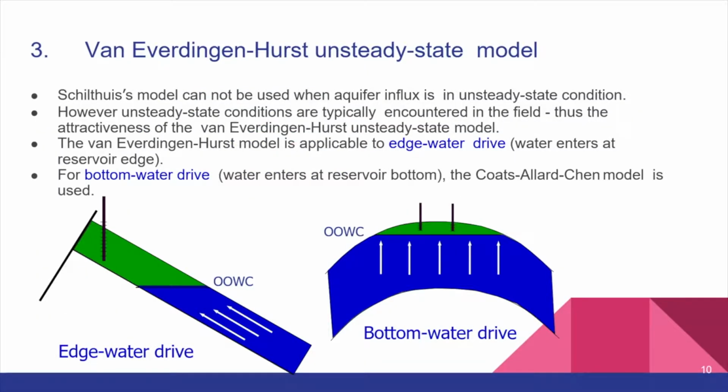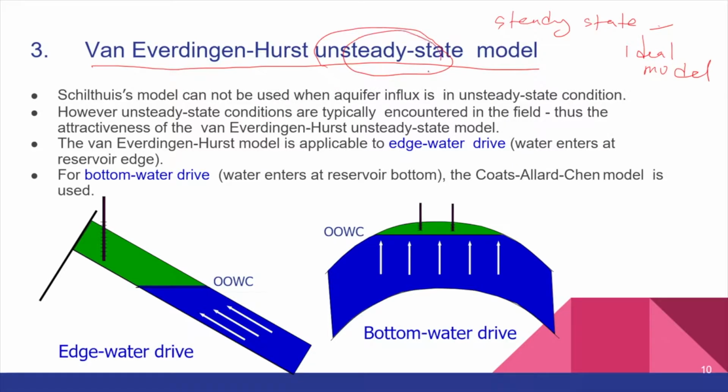The third method that we will learn is the Van Everdingen-Hurst unsteady state model. So we learned about steady state before. Steady state is an ideal state, an ideal model. But in reality, sometimes we cannot get a steady state. So most of the time it's unsteady state. So Schilthuis's model cannot be used when the aquifer influx is in an unsteady state condition.